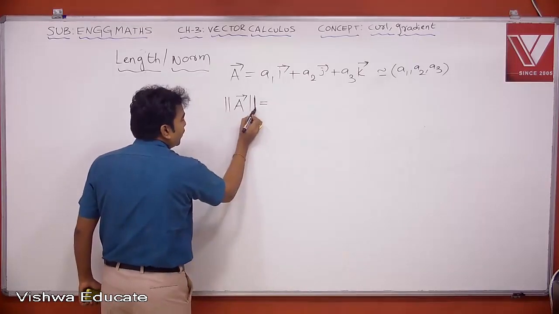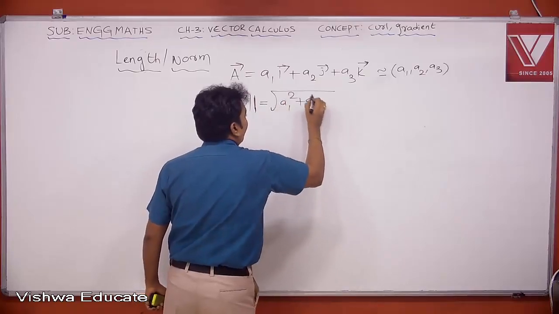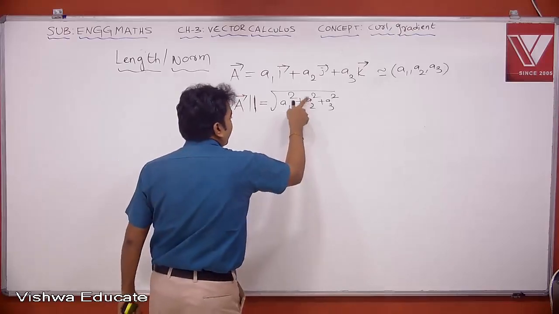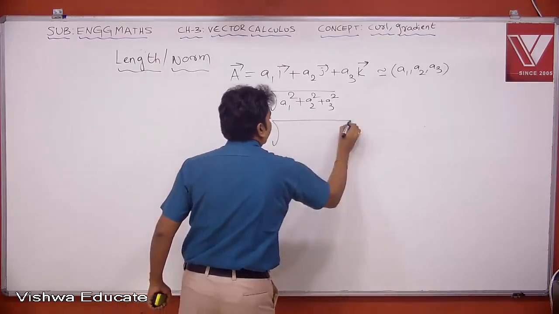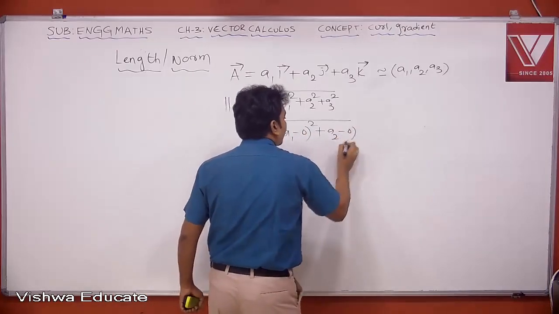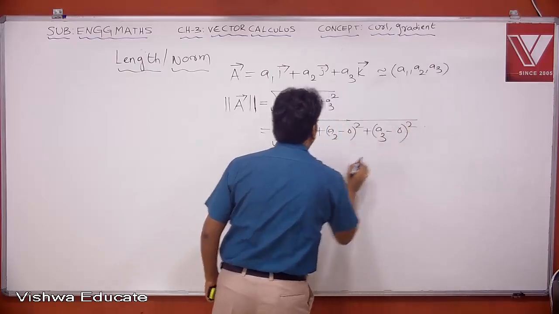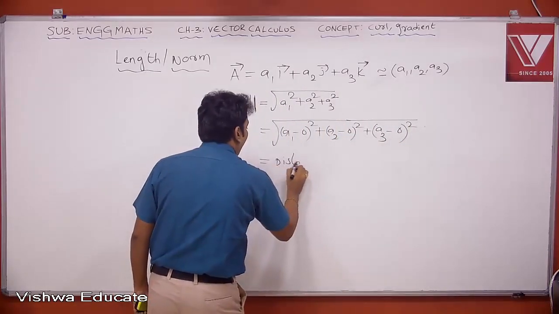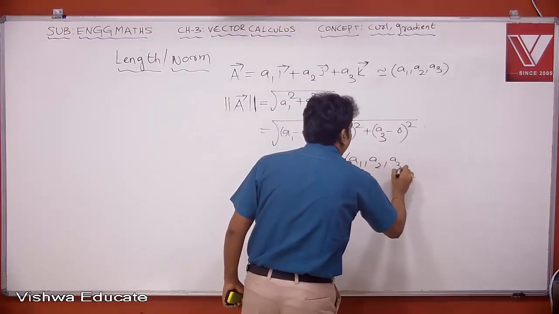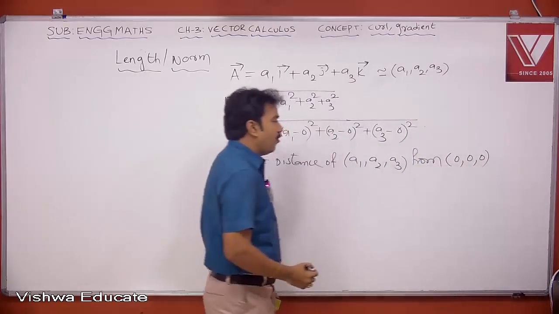So this is the symbol for length or norm of A, which is given by the expression square root of A1 square plus A2 square plus A3 square. Now you can treat it like this: this is nothing but square root of A1 minus 0 whole square plus A2 minus 0 whole square plus A3 minus 0 whole square. Now this is nothing but the distance of A1, A2, A3 from origin.